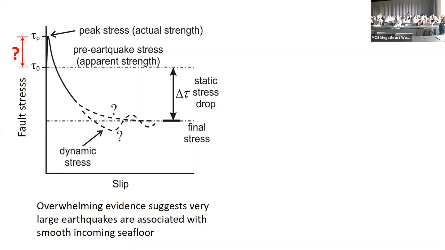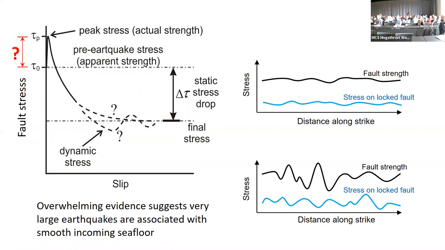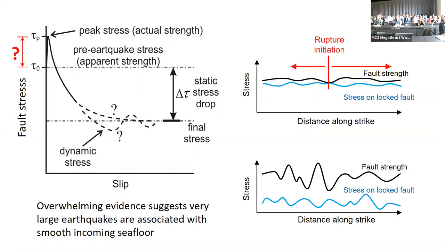And the reason is quite simple. If you think about this kind of picture, for a smooth fault with a fault strength like that, stress accumulates and eventually rupture occurs. When rupture occurs, it can go a long way and more easily. And for a strike slip fault, it could actually go into super shear.